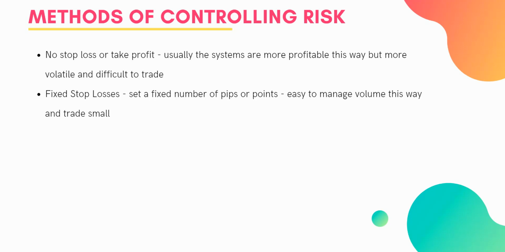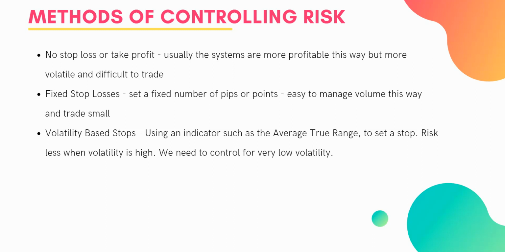You can use a fixed stop loss, so you use a set number of pips or points to define your risk and potentially define your profit as well. It's very easy to manage your volume this way. If you're using a fixed amount and you use fixed stop losses, it's very easy to calculate how much you've got to risk each trade across all pairs, because it's broadly the same. And certainly as you're starting out, this might be the way to go with a fixed stop loss and a fixed lot size.